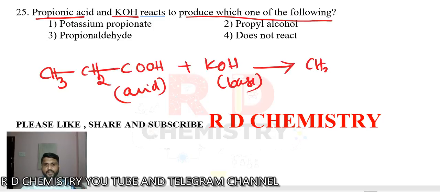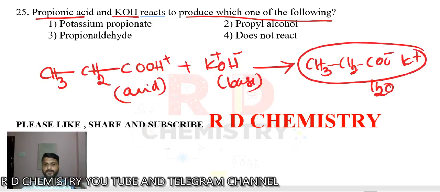Now what is the salt we are going to get? CH3, CH2, COO minus and K plus, correct? And H plus and OH minus will combine to give a water molecule, correct? So we'll get the potassium salt of propionic acid, or potassium propionate. So the answer is option number 1. Okay? So I have briefly explained the questions along with the synopsis part.